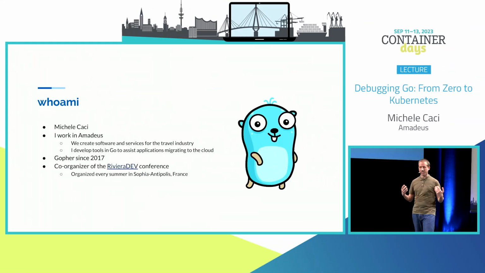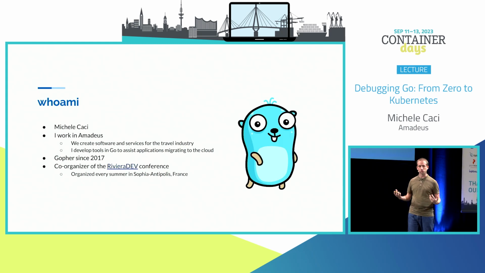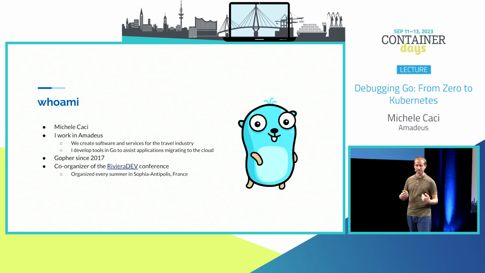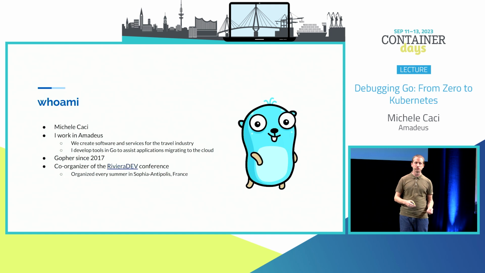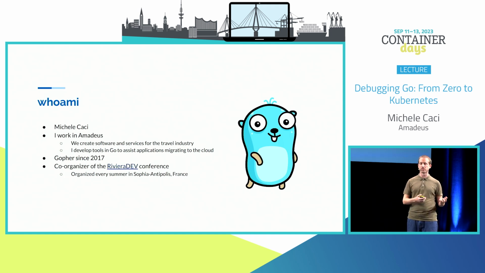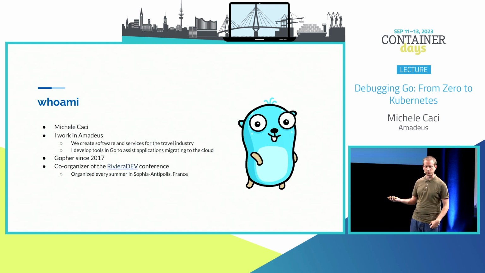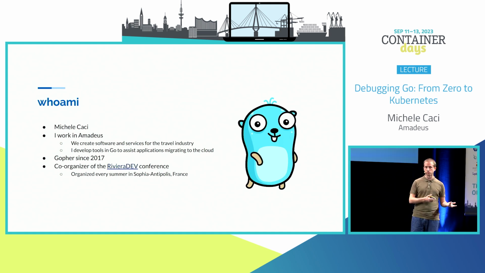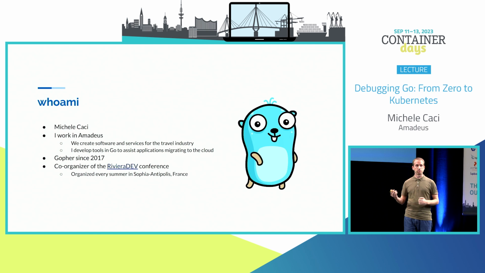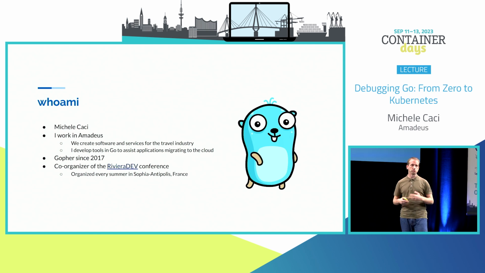So, let's start with a little introduction about myself. My name is Michele, and I work at Amadeus, which in short is a company that creates software and services for the travel industry. With my team, we develop tools in Go to assist applications that are migrating to the cloud, so middleware tools. I have worked in Go since version 1.10, which is 2017, more or less.